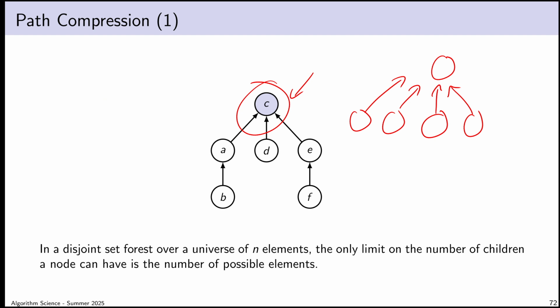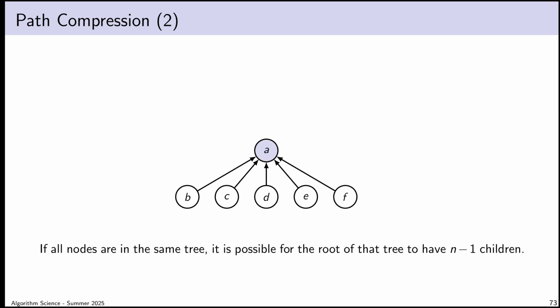But in any event, based on the order of merges, I could get trees that have a variety of different structures, but the maximum number of children of a node is really bounded only by the number of nodes available. So, for example, if all of the nodes of my forest are in the same tree, then it's possible for the root of that tree to just have n-1 children. Every other node in the collection is a child of that root.